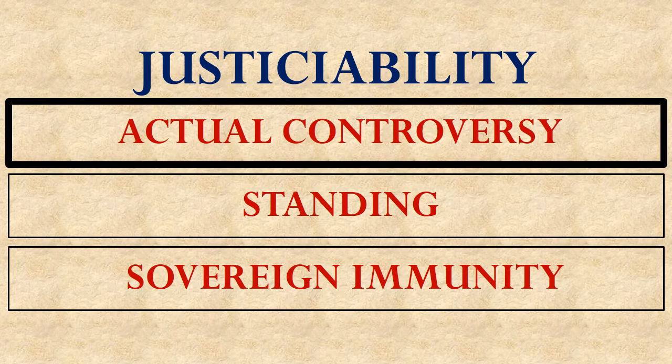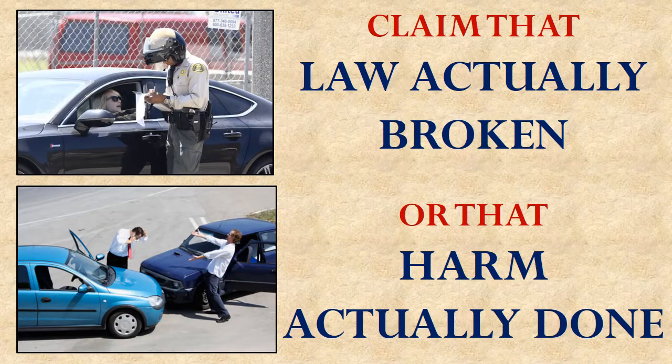Let's begin by talking about what it means to have an actual controversy. For there to be an actual controversy that then a court can decide, a law has to have actually been broken, or some harm has to have actually been done. If a law is actually broken, then we're talking about a criminal case, like we've discussed in a previous lesson. Or if a harm is actually done, we're talking about a civil case, like we discussed in a previous lesson. The point is that something has to have actually happened.